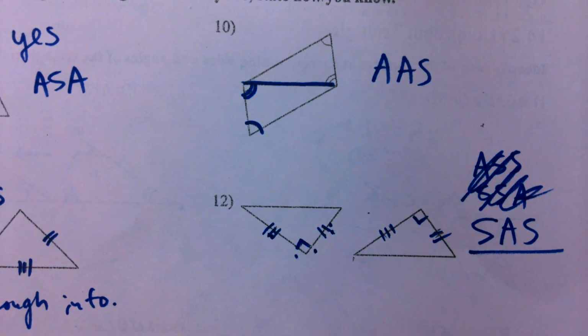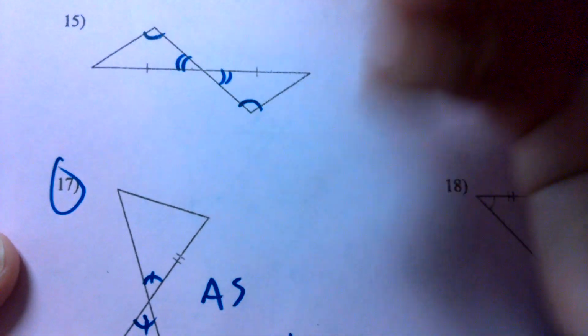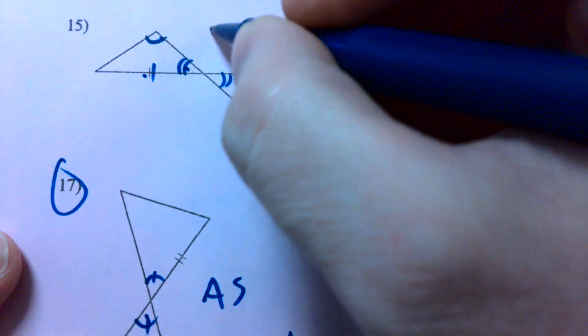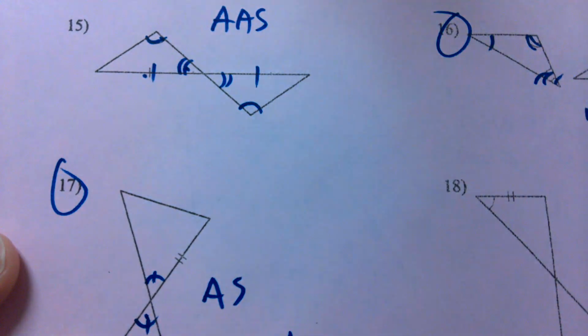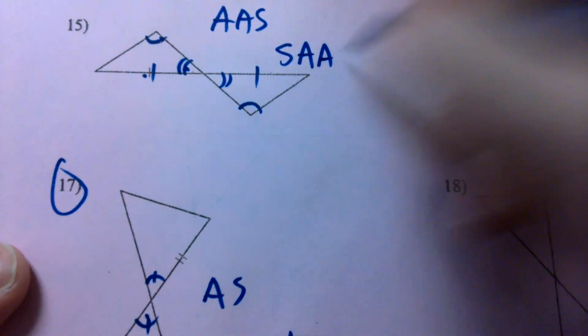But number 15, would it be angle, angle, side, or angle, side, angle? Number 15, I've got these angles in common. Obviously, my vertical angles are in common. And I've got this side, angle, angle, side. You did like left to right? Are you saying, can I write it as side, angle, angle?